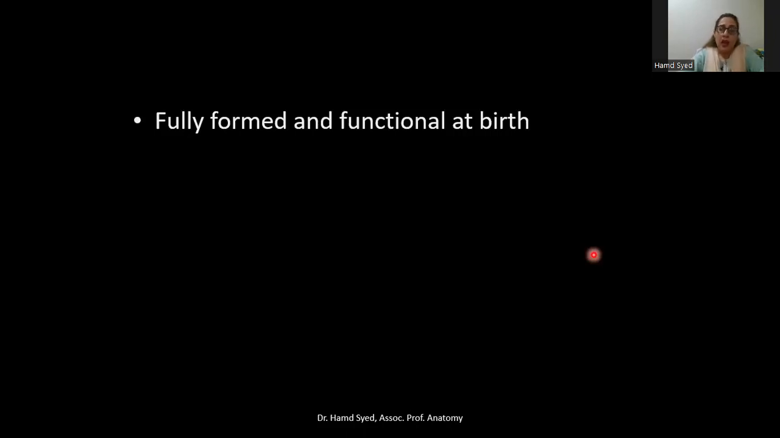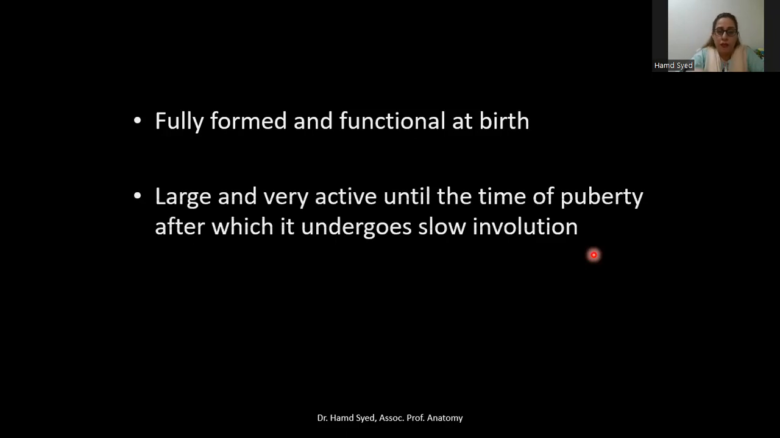The thymus is a gland which is fully formed and functional at birth, and it is very large and active until the time of puberty. But after that, it undergoes atrophy or slow involution.